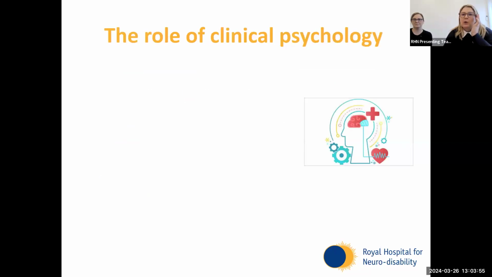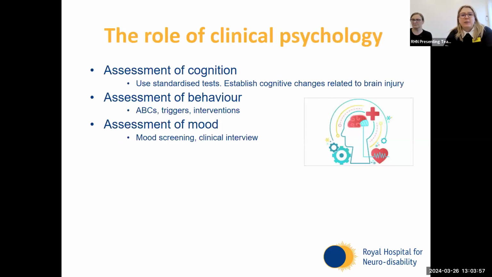So when we think about the role of clinical psychology in brain injury rehabilitation, a lot of it is looking at assessment, and that includes assessment of cognition, and that would be with standardized tests usually that have established norms and have very rigorous ways of being applied, and that's to establish cognitive changes related to the brain injury. We also assess behavior, and this is often through observation and through using recording forms like ABCs. And what we're interested in there is looking for what the triggers of the behavior are and trialing different interventions to try and reduce the behavior if it's challenging to manage.